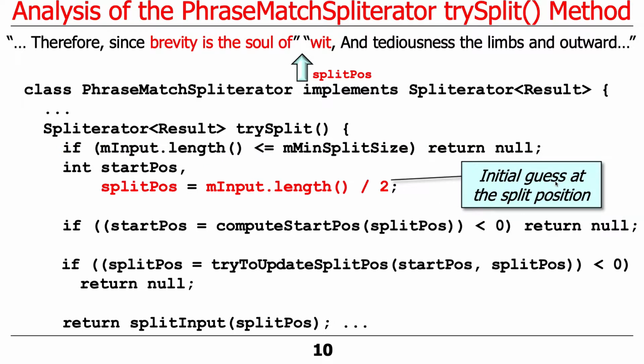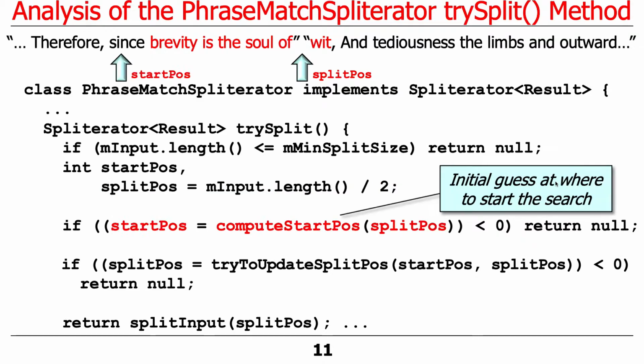If it wasn't too small, what we're going to do then is try and guess the split position. Let's assume this is the input, and I'm only focusing, obviously, on a subset of the input. This is the work of Shakespeare, right? Let's say that we're searching for the phrase, brevity is the soul of wit. The first thing we do is take the whole input, its length, and divide it by 2. That's going to be our initial guess at where we should try to split things up. You'll see if you look carefully that our initial guess is not a very good guess, but we have to start somewhere.